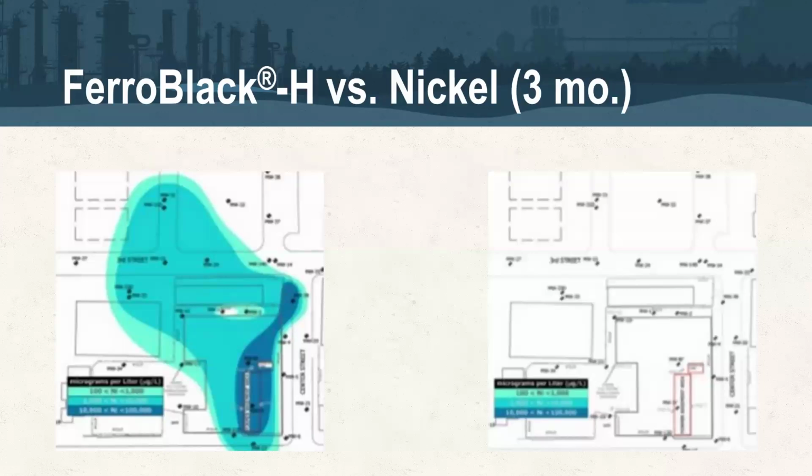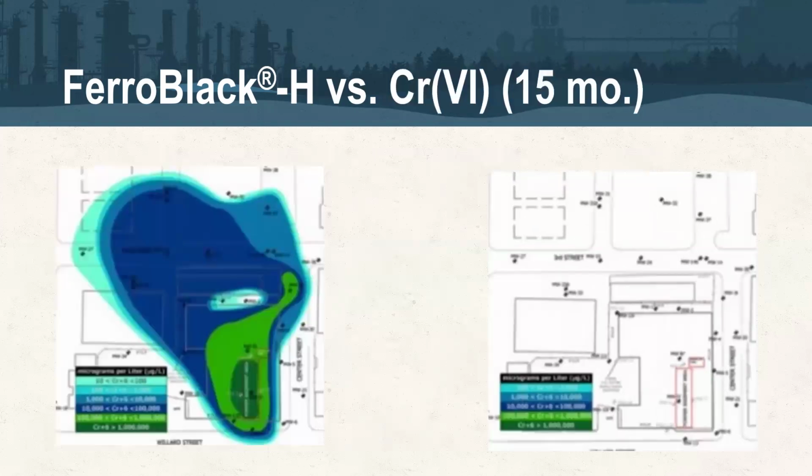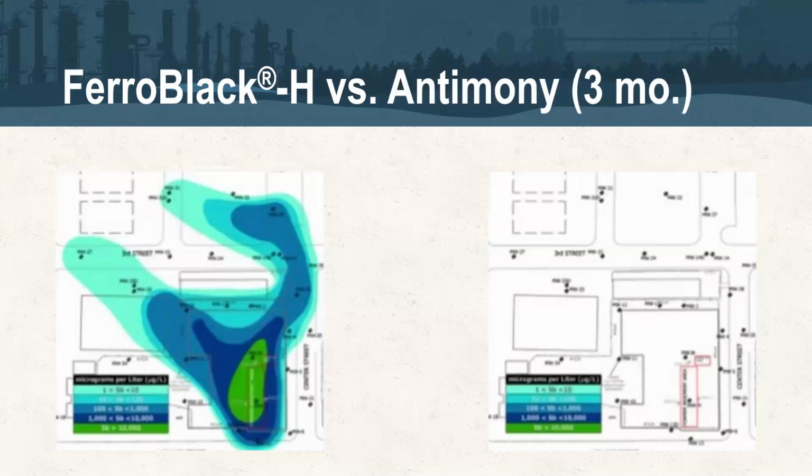And so at this site, we'll talk about a few here. Here's nickel, right? So pre-injection on the left for the next few slides, post-injection on the right. Here we are looking at the change in nickel concentrations after 3 months. Here's our hexavalent chromium. This is 15 months in situ. And then here's antimony after 3 months.